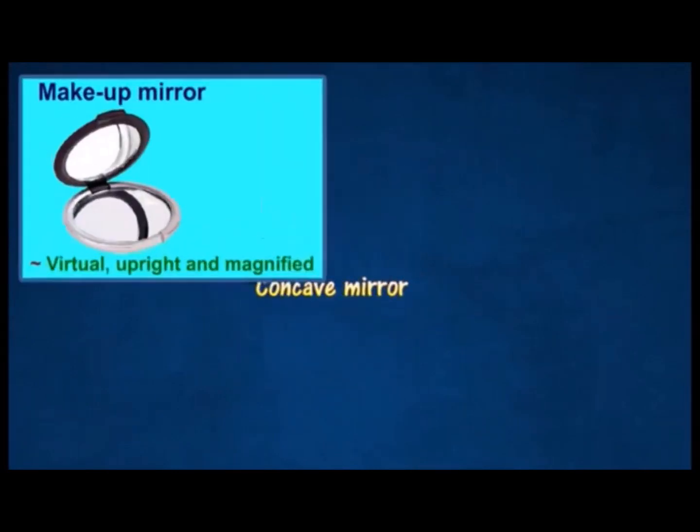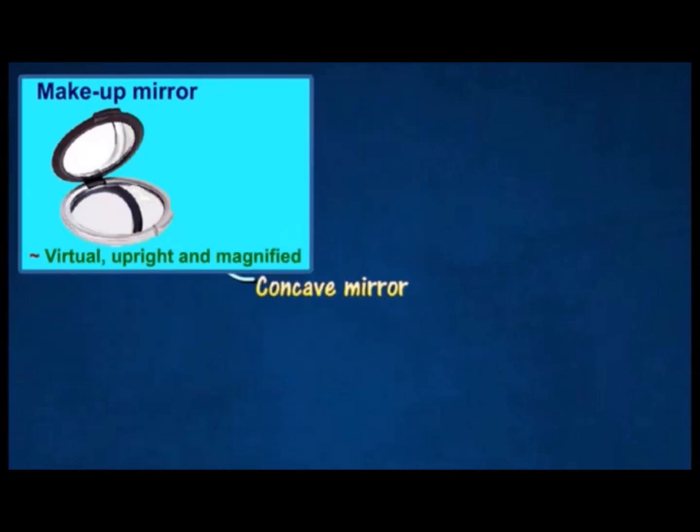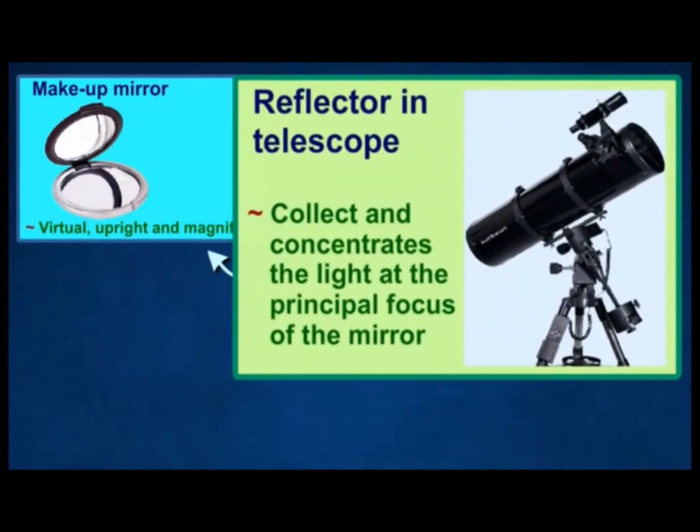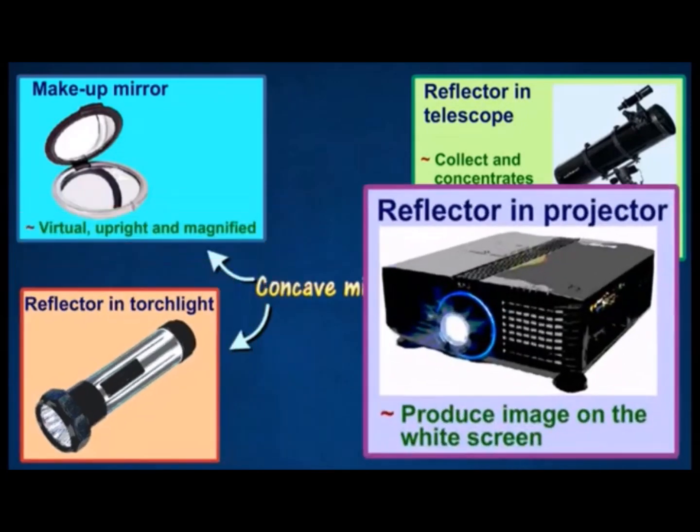Applications of reflection of light on concave mirror. The image formed on a makeup mirror is virtual, upright and magnified. A concave mirror is placed at the bottom of a telescope to collect and concentrate the light at the principal focus of the mirror. The image is produced at the principal focus. Concave mirror is also used as a reflector in torchlight. Overhead projectors use concave mirrors to produce an image on the white screen.